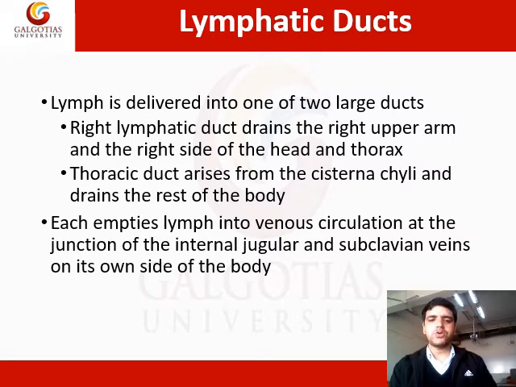Lymph is delivered into one of the two large ducts. The right lymphatic duct drains the right upper arm and the right side of the head and thorax. The thoracic duct arises from the cisterna chyli and drains the rest of the body. Each empties the lymph into venous circulation at the junction of the internal jugular and subclavian veins on its own side of the body, ultimately returning the excess fluid to the circulatory system.